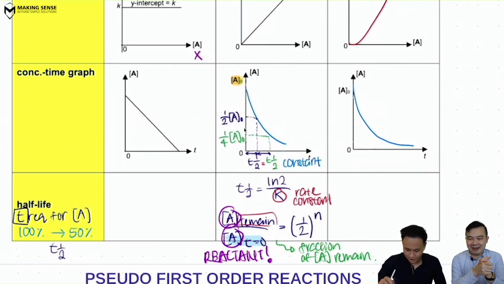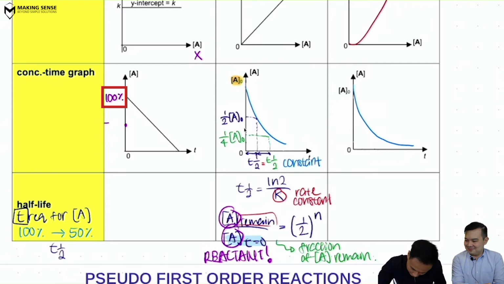Okay. Of course. So if you look at the zero order, I'll do the same thing. Definition of half-life: the time taken for the initial amount of A, which is 100% in this case, to drop to half, which is 50%, or half A, up to you. So 50%.